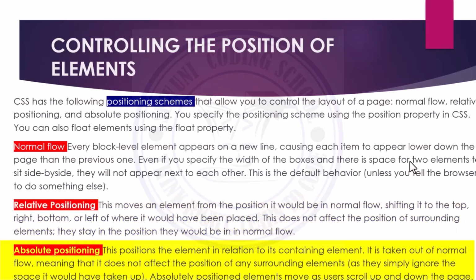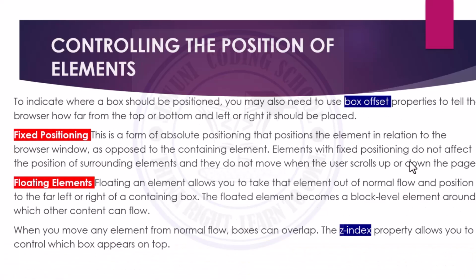What about absolute positioning? This positions the element in relation to its containing element, which means its mother element. It is taken out of normal flow, meaning it does not affect the position of any surrounding element. Absolutely positioned elements move as users scroll up and down the page. To indicate where a box should be positioned, you may also need box offset properties. You use the box offset properties to tell the browser how far from the top or bottom and left or right it should be placed.